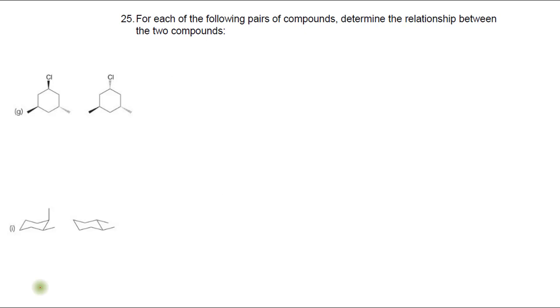Here's some more looking at relationships. In this one, the chlorine is dashed where the first one is wedged, and the bottom two are the same, so this is a diastereomer. And for I, both of these groups, if we drew them flat, are pointing up. And in this one, we have a down and an up. So these are diastereomers.